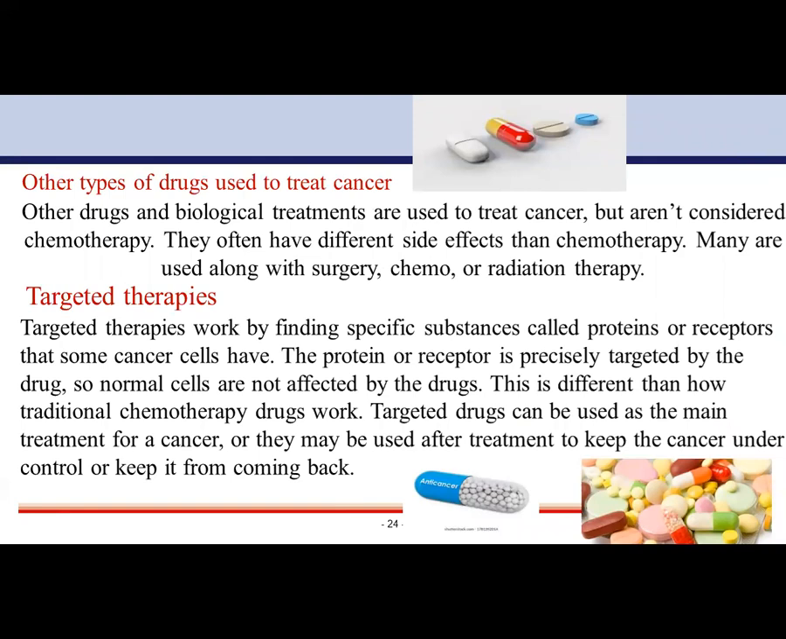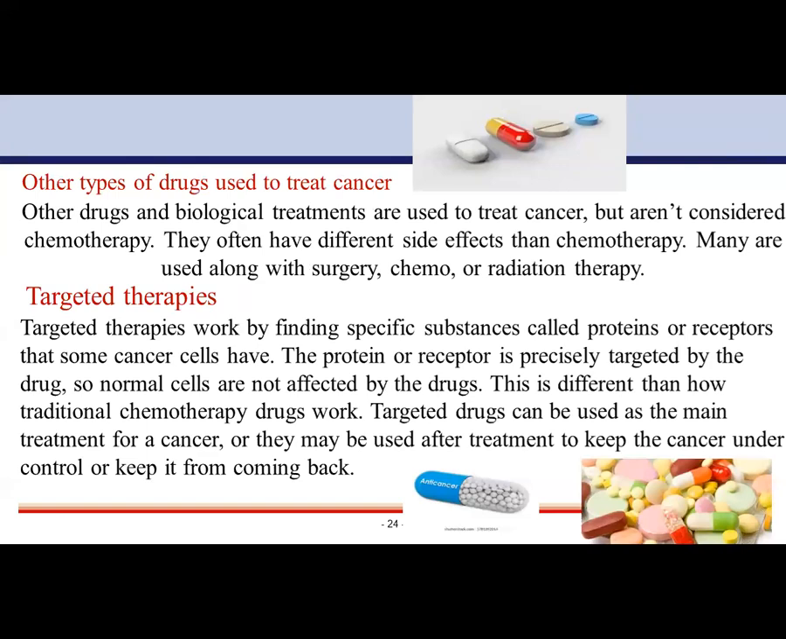Other types of drugs used to treat cancer. Other drugs and biological treatments are used to treat cancer, but aren't considered chemotherapy. They often have different side effects than chemotherapy. Many are used along with surgery, chemo, and radiation therapy. Targeted therapies. Targeted therapies work by finding specific substances called proteins and receptors that some cancer cells have. The proteins or receptors are precisely targeted by the drug, so normal cells are not affected by the drugs.